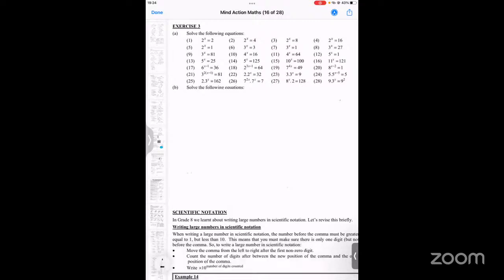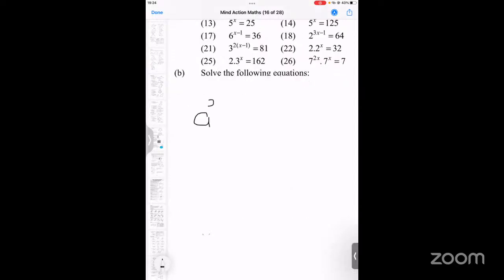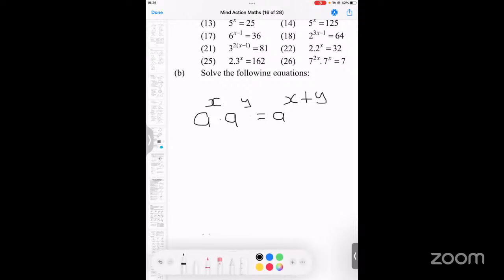Maybe let's start with that first one. Do you still remember this law, Busisiwe, which says a to the exponent x when we multiply it by a to the exponent y, this is equal to a to the exponent x plus y? Do you still remember this law? Yes, sir. Okay, then it's fine.